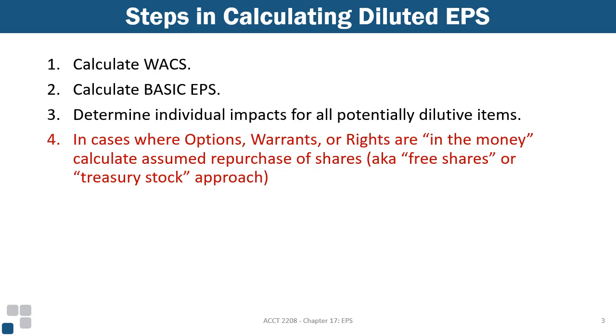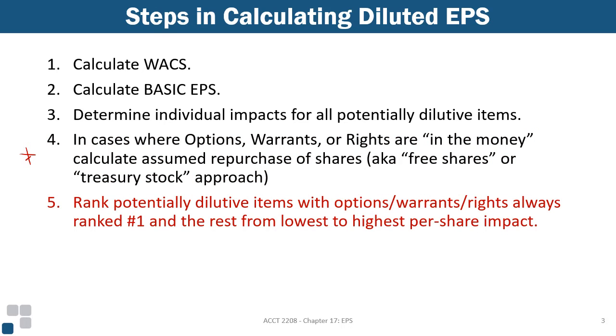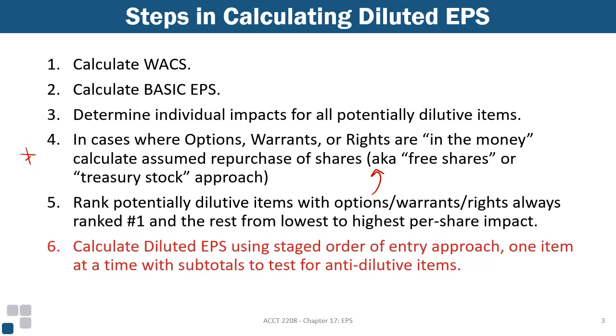A lot of students miss this. This is a really important step here. I mean, they're all important, but then once you've looked at the options, warrants, or rights, you must rank potentially dilutive items, right? And the neat thing is that options, warrants, or rights are always ranked number 1. All right, and then all other potentially dilutive items are ranked from lowest to highest per share impact, and I'll show you how to do that.